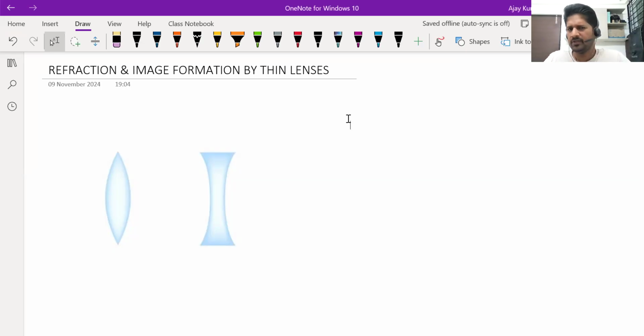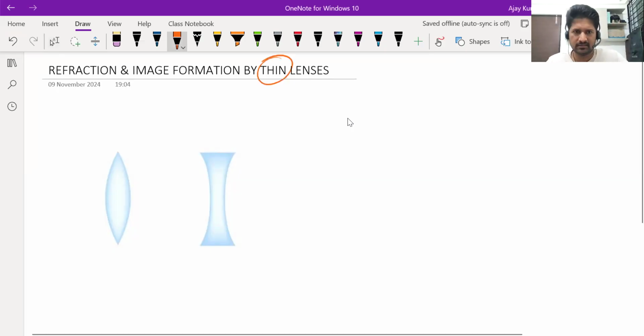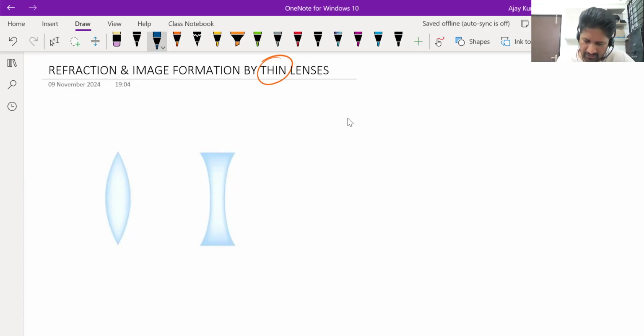So you must be aware that a lens basically has two refracting surfaces. And when we consider a thin lens, what we assume is that the gap between the two refracting surfaces, which we call the thickness of the lens, we ignore it. We assume it is negligible compared to the object distance, radius of curvature of the lens, and such distances. The thickness is considered negligible. That is what we mean by a thin lens.